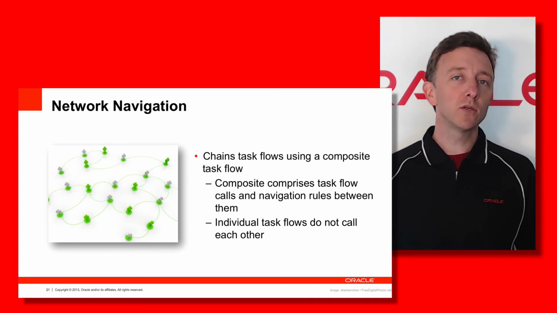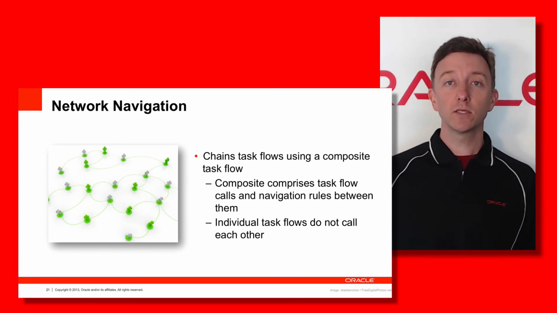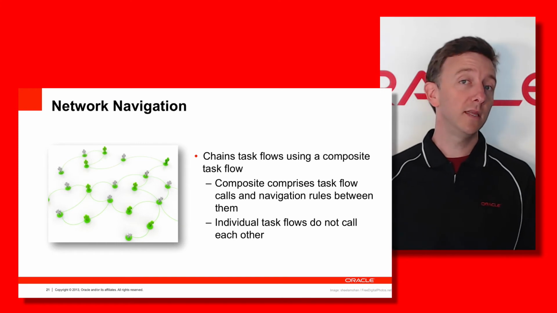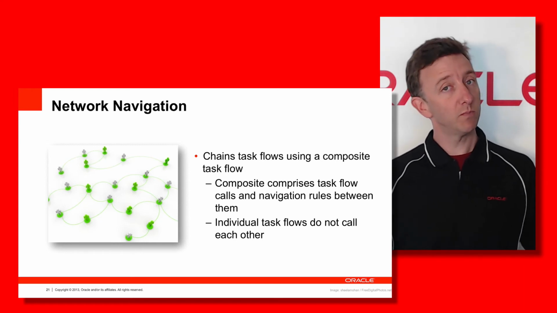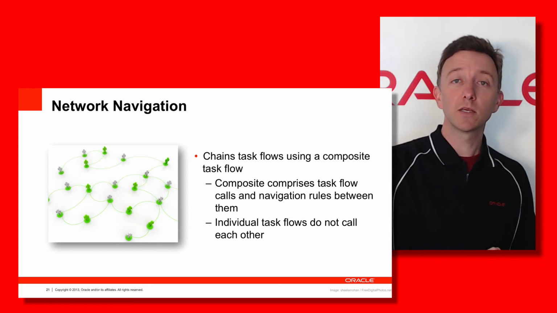So basically at runtime, what happens is the composite task flow gets called, and it will then call, let's say, the first task flow by a task flow call. Now that task flow call will do its processing, then exit, returning back to the composite task flow.